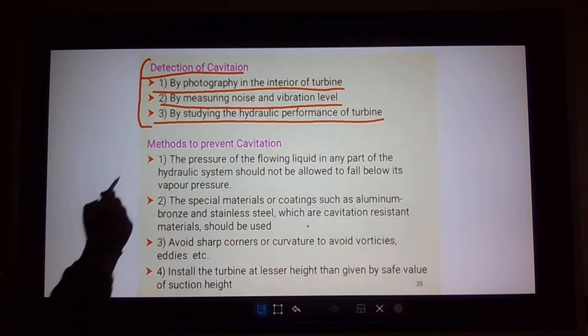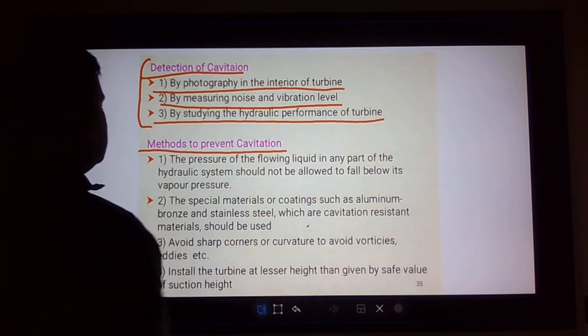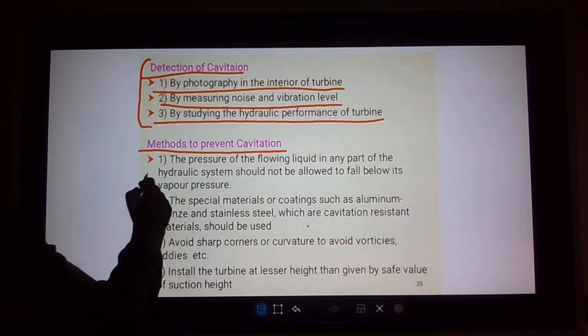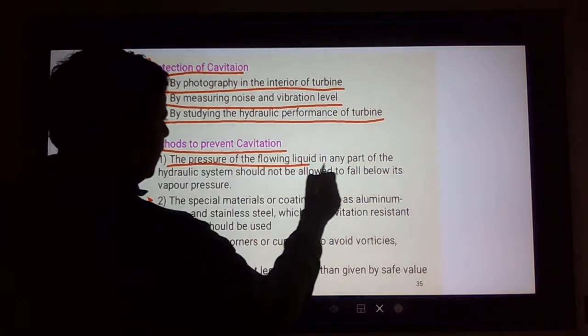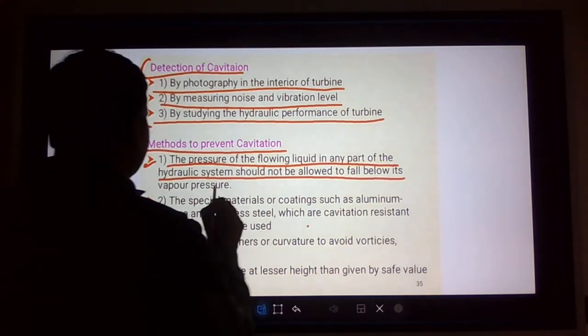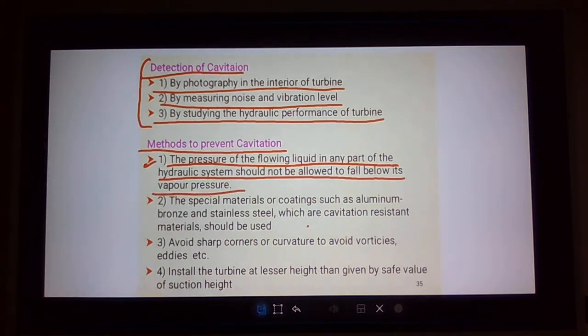Okay, so now how can you prevent this cavitation? What methods and precautions will you use so that cavitation is reduced? Number one, the pressure of the flowing liquid in any part of the hydraulic system should not be allowed to fall below its vapor pressure. So you design your hydraulic system, your turbine, your pump in such a way that there is no place, or very few places, where pressure falls below the vapor pressure, first of all.